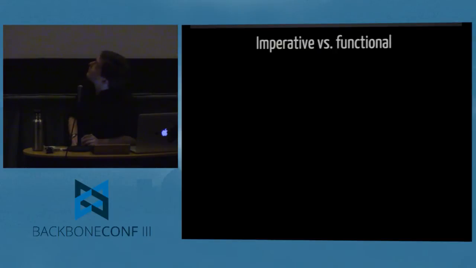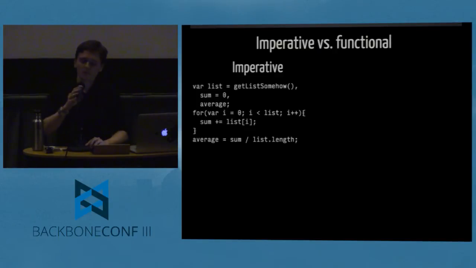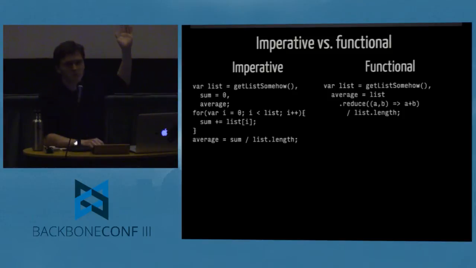So here's a quick code sample showing the difference between functional and imperative styles. This is sort of the Java version, where you keep track of state yourself, in the sum variable and the I variable, and we're just looping over it. Whereas on the right, we're using reduce instead, where it's much more declarative. We're just specifying what we want to do and letting our reduce function take care of how we actually want to do it.